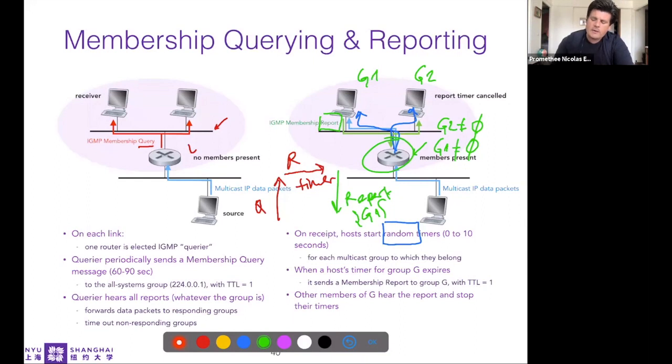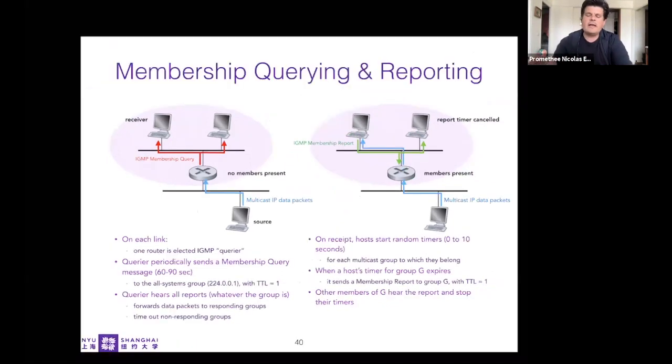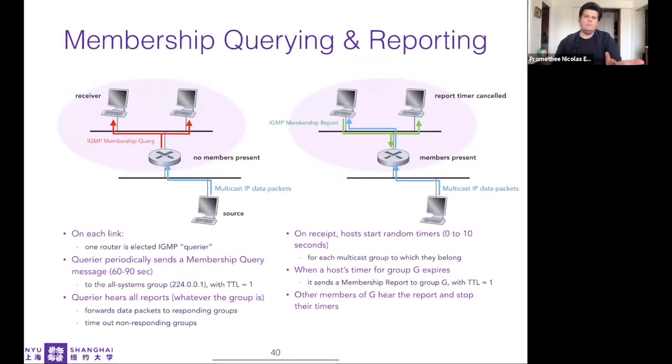And what is more, you send it with a TTL of 1 because this is just between me and my gateway. I never forward the messages outside of the network. All right, so it works well, but of course you may understand that, okay, so we know how to join. I know how to let the router know that I have joined.